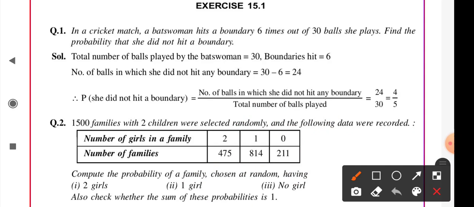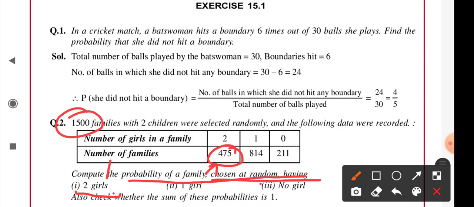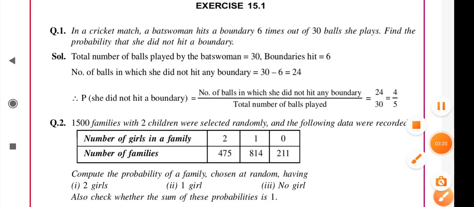First we have to find the probability of a family chosen at random having 2 girls. So you will write the language from here. The probability of a family chosen at random having 2 girls: 475 are the families having 2 girls, and the total number of families from which the data is recorded is 1500. Therefore the answer will be 475 upon 1500.